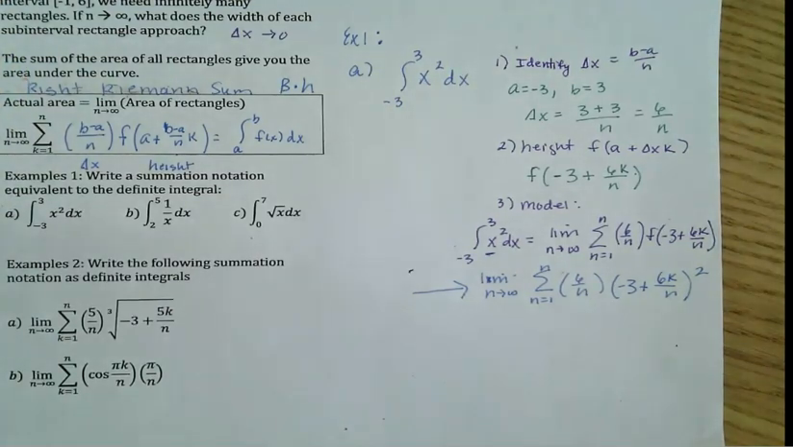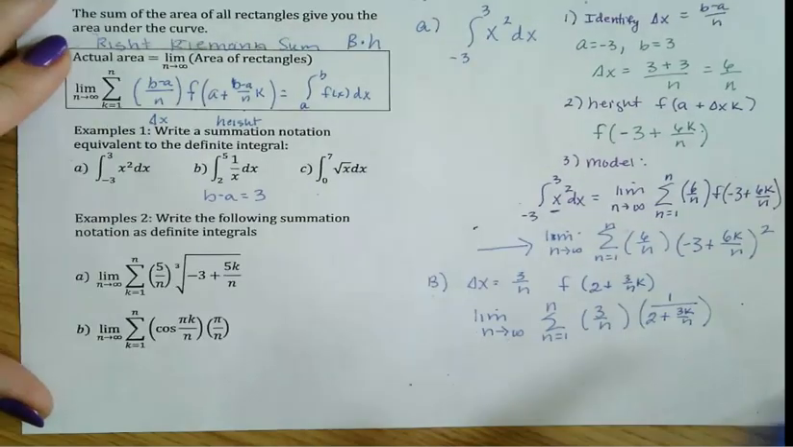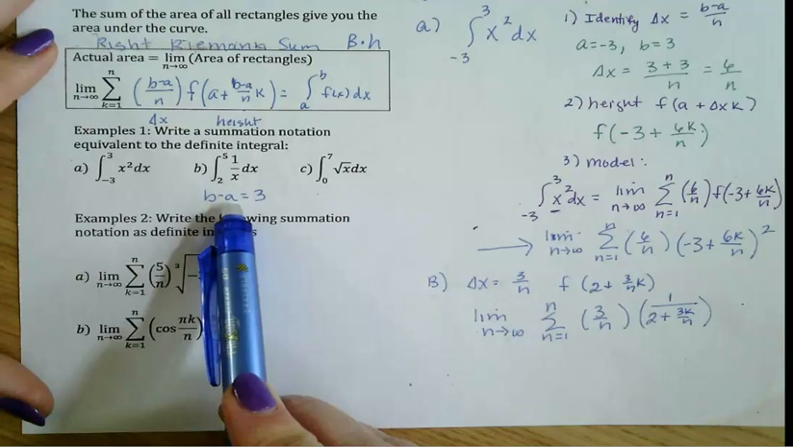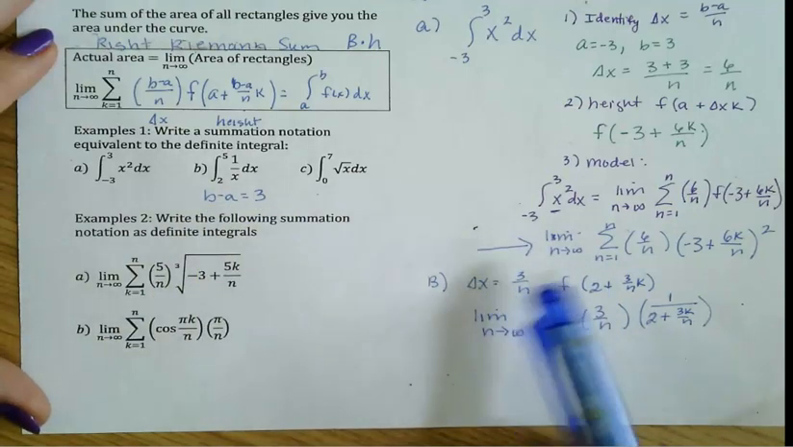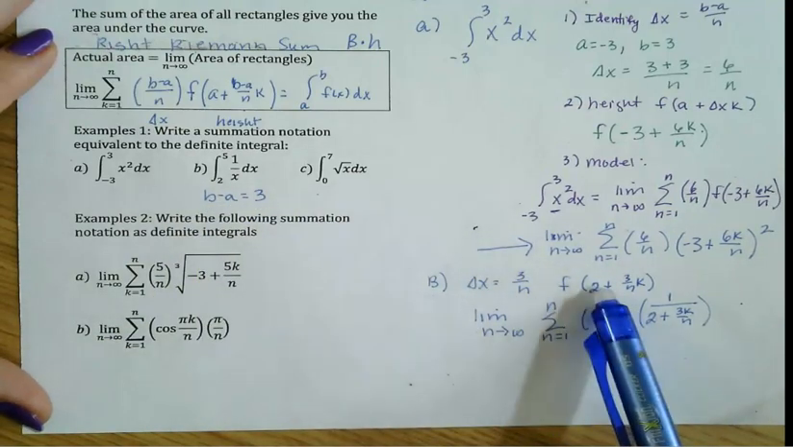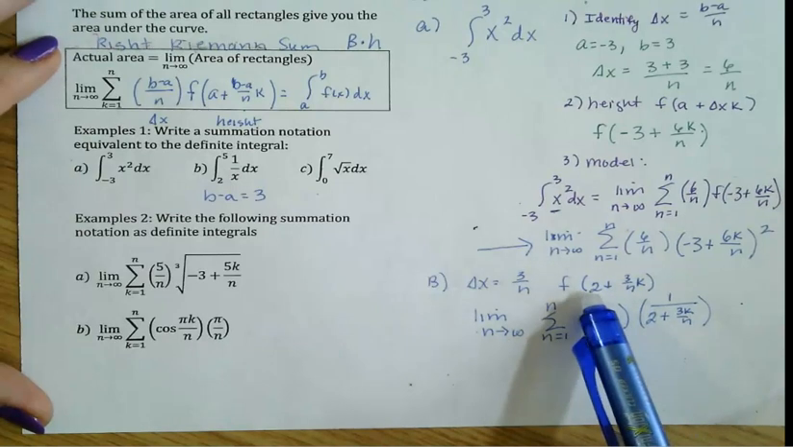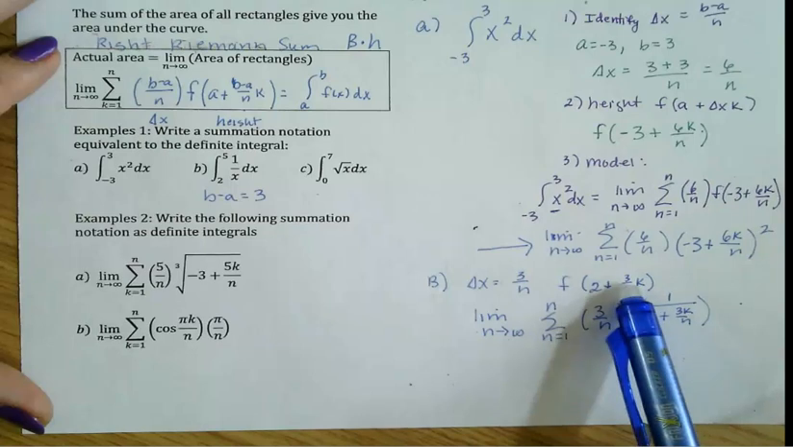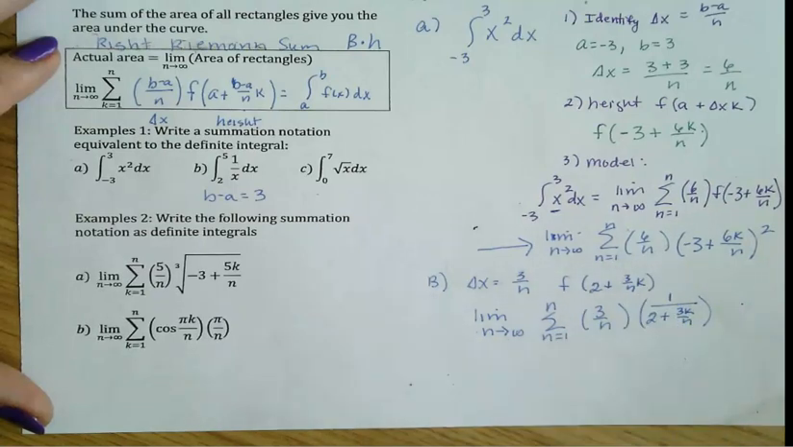Okay, so go ahead and pause your video, and I want you to try b, and then we'll come back and compare. Okay, so let's see how you did. So up here you would have said b minus a is 3. So that means your delta x is 3 over n. And then you would have found your function value. So the a bound is 2 plus the delta x k. So that's your part there.